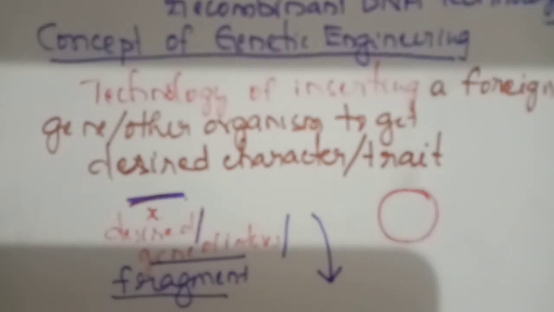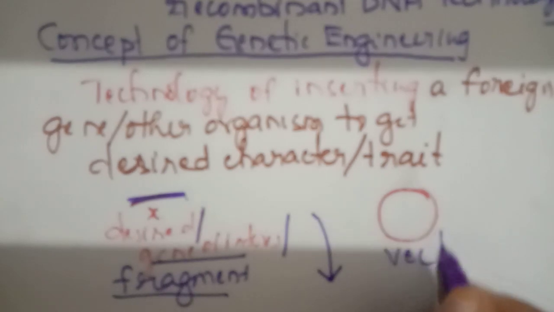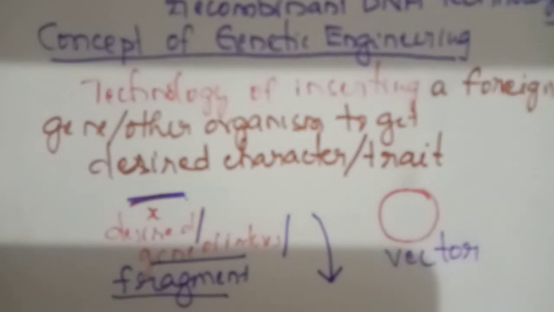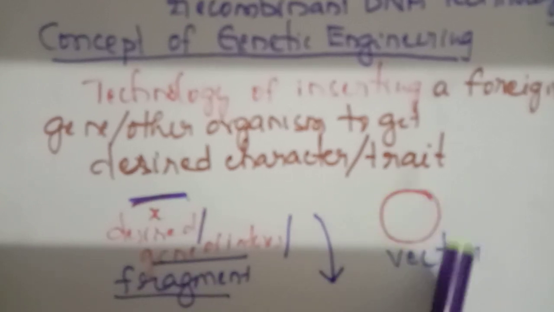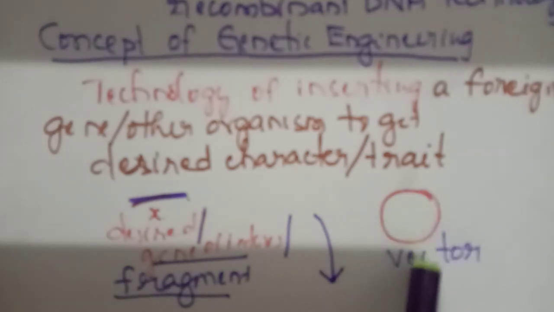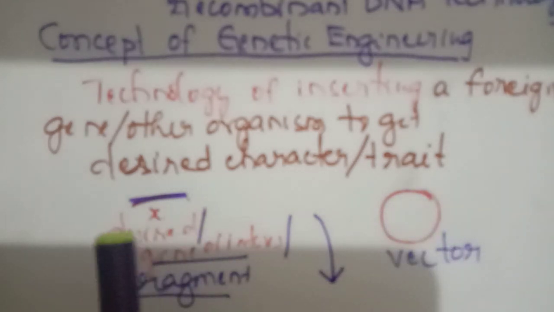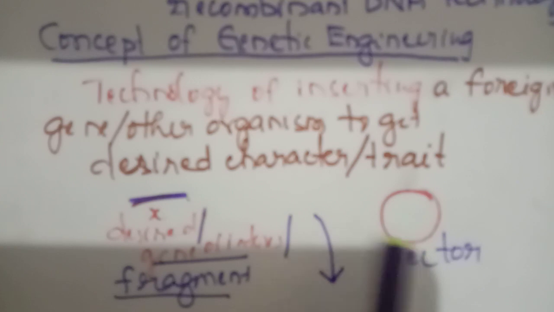First we will collect the desired gene and then we will collect the vector. We will study vectors in a later chapter; there are various vectors. A vector is a DNA molecule that is used to carry the gene of interest into the host organism. So a vector is also a DNA molecule that is used to transfer the gene of interest into the host organism.